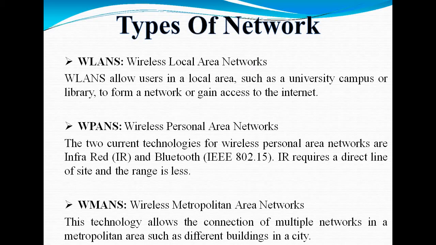So here is a WLAN, that is wireless local area network, which allows users in local areas such as university campuses or libraries to form a network or gain access to the internet. In WPANs, that is wireless personal area network, two current technologies are used, which are IR, infrared, and Bluetooth. So IR requires a direct line of sight and the range is less.